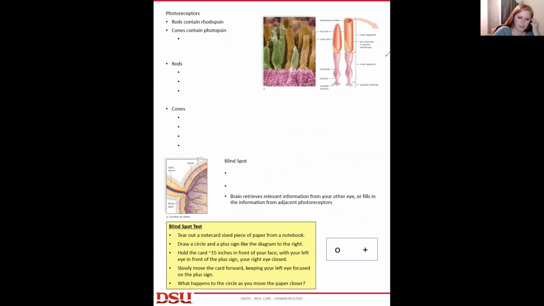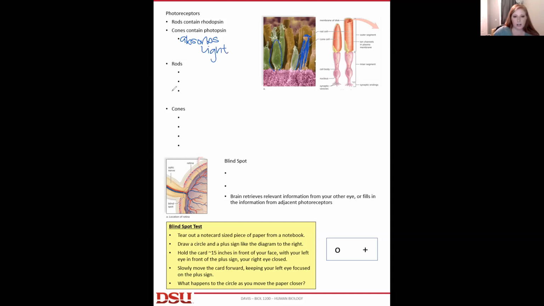Photoreceptors. So here we're going to be talking about rods and cones. Rods, if you look in this image here, look more rod-shaped for sure. Rods contain something called rhodopsin, and cones, which are not super pointy, but they're pointier, I guess, contain something called photopsin. And photopsin absorbs light.